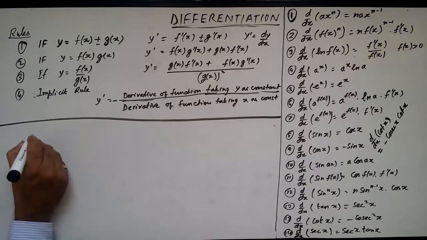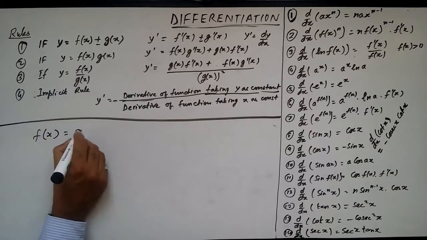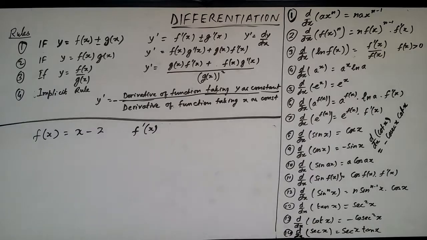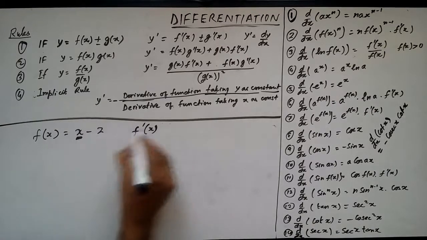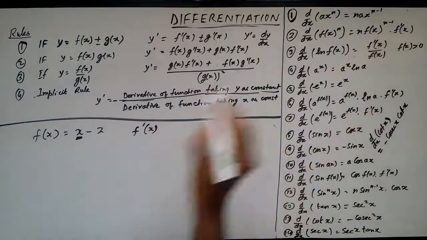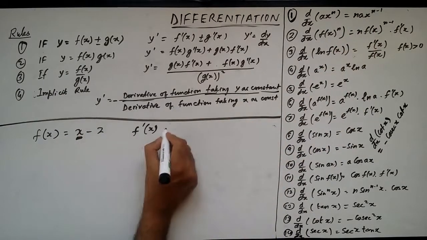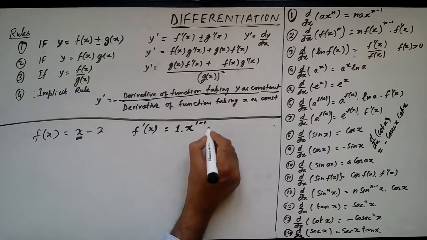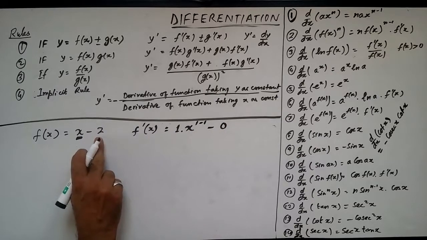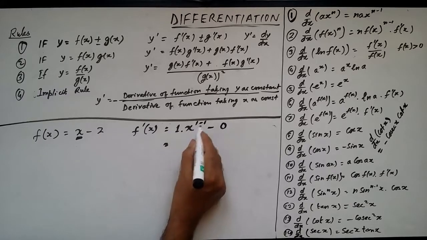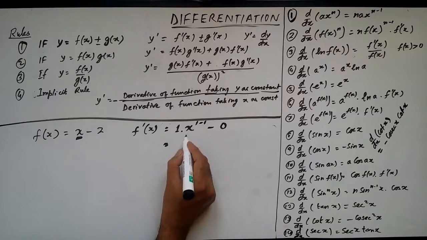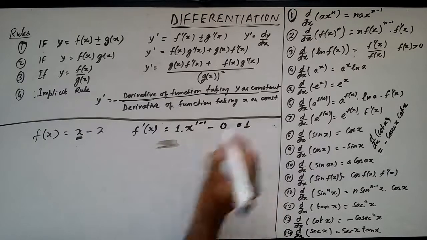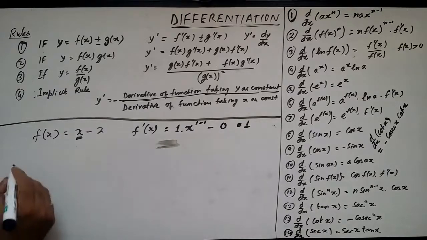Now let's see this one. f(x) is equal to x minus 2. What is the derivative of this function equal to? The derivative of x, applying this rule, is x to the power 1, so it will be 1 multiplied by x to the power 1 minus 1. And the derivative of a constant is 0. So x to the power 1 minus 1 is x to the power 0, which is 1. So the answer is 1.